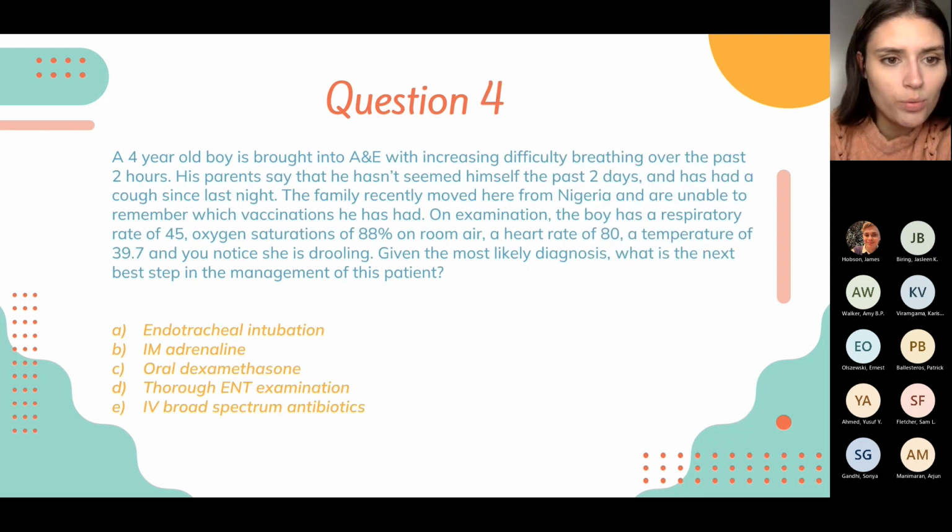Question 4. A 4-year-old boy is brought into A&E with increasing difficulty breathing over the past 2 hours. His parents say that he hasn't seemed himself the past 2 days, and he has had a cough since last night. The family recently moved here from Nigeria and are unable to remember which vaccinations he's had. On examination, these are his obs. So he's hypoxic. He has a heart rate of 80, respiratory rate of 45, and he's got a high temperature. She, I've misgendered her. And she's drooling as well. So given the most likely diagnosis, what is the next best step in the management of this patient?